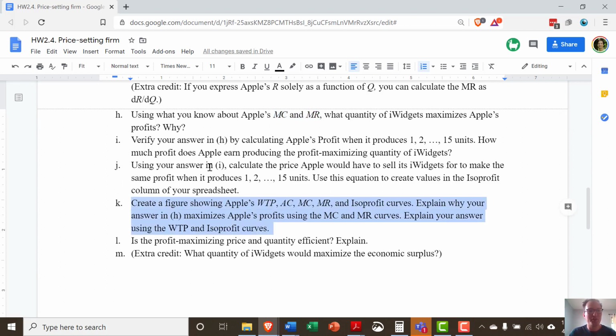So in part K, you're asked to create a figure showing Apple's willingness to pay, average cost, marginal cost, marginal revenue, and isoprofit curves. Notice a few of the curves here are being omitted. They're not generally shown on the figures. The total cost we can't show on the figure. It's going to be much higher than the average cost and marginal cost and isn't necessary for working through the problem. Same with the total revenue and so on.